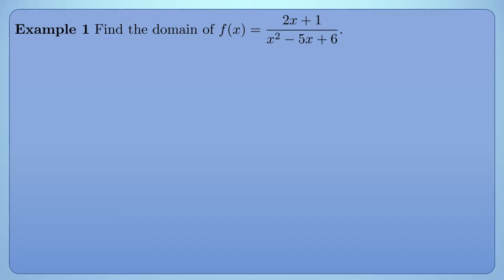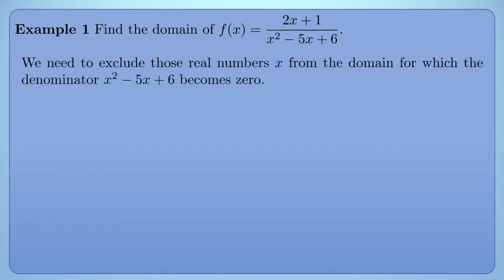We start by looking at an example, that of the function f of x, which is 2x plus 1 divided by x squared minus 5x plus 6, and we want to find the domain of this function. In this function, the only potentially troublesome operation is dividing by 0. So we need to exclude those real numbers x from the domain of this function for which the denominator x squared minus 5x plus 6 becomes 0.